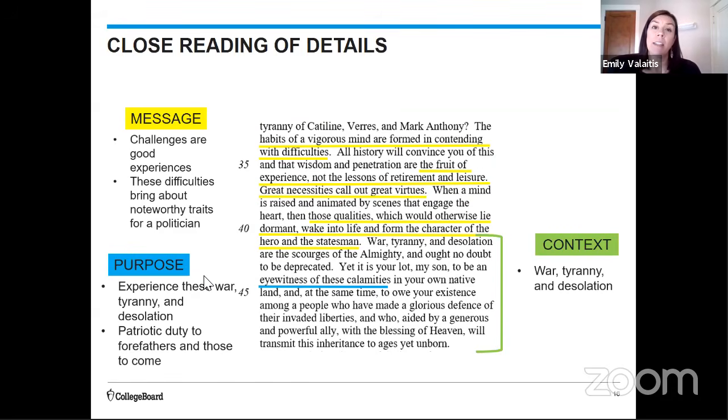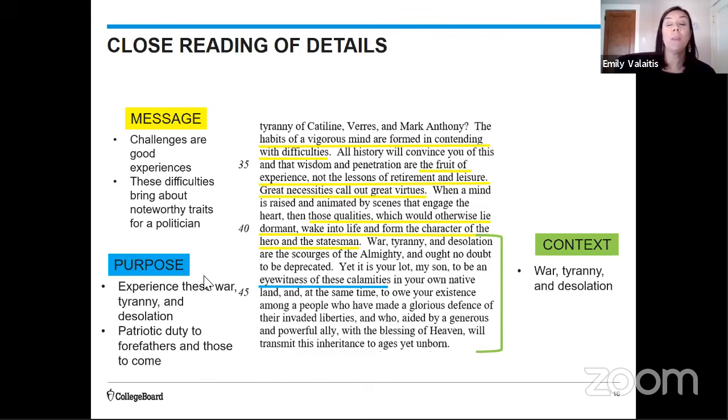So you can maybe summarize that this section is telling us the following about the rhetorical situation. Challenges are good experiences to have. They bring out noteworthy traits, especially for a politician, a hero, or a statesman. And contextually, while he's abroad, he's seen instances of war, tyranny, and desolation, and possibly from a different perspective than what he would have seen at home. So the purpose is not just to convey her argument, it's to highlight the fact that when you experience these war, tyrannical, and desolate experiences, it's your duty to share that with others.